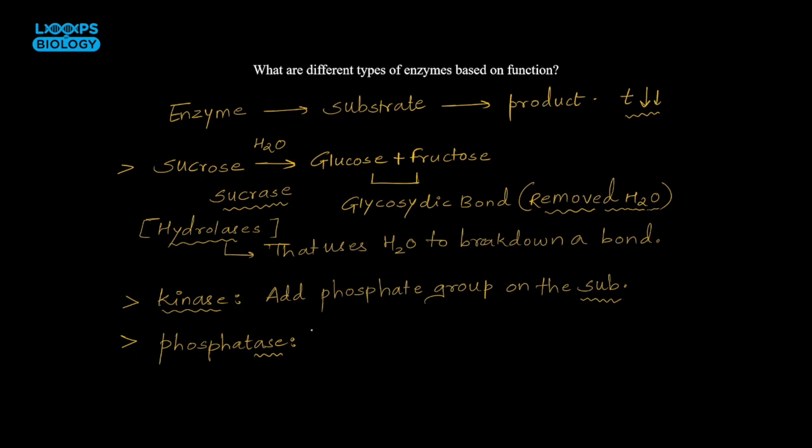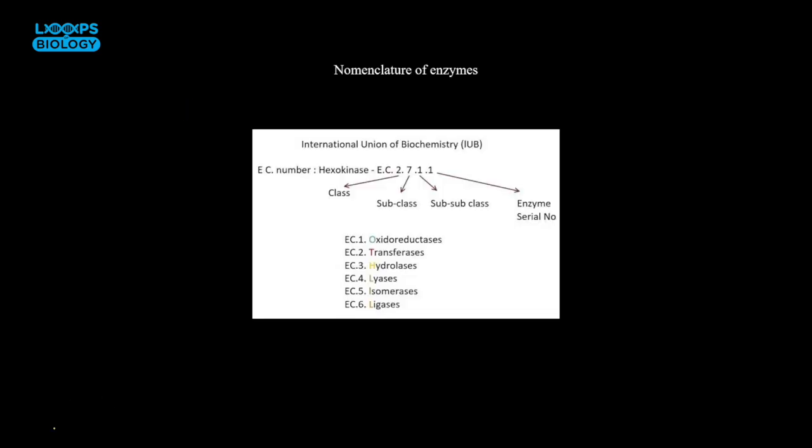So whenever I am considering phosphatase, the enzyme removes phosphate group from substrate. As per this category, we can differentiate different enzymes based on their functional activity inside the biological system. Got it? So let's move to the next part, that is nomenclature of enzyme.